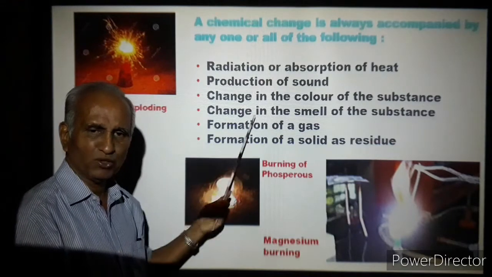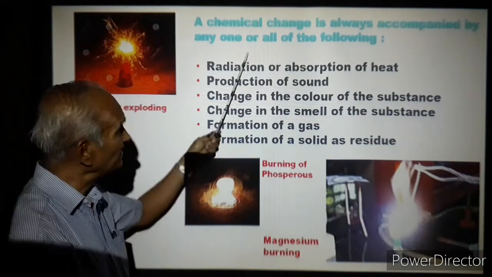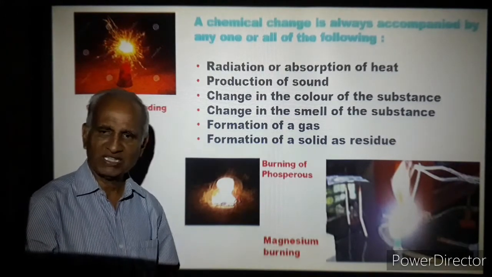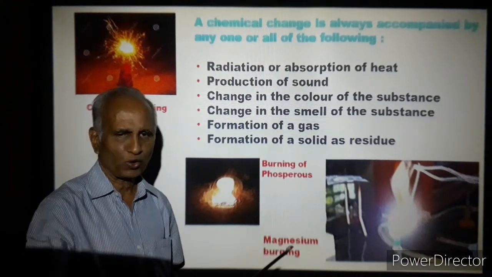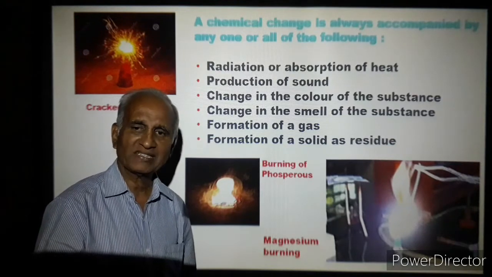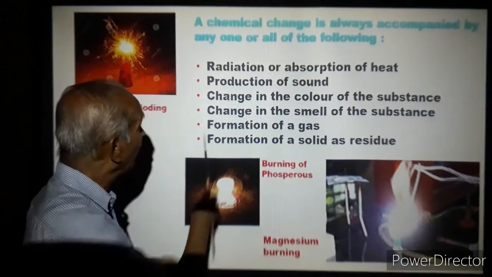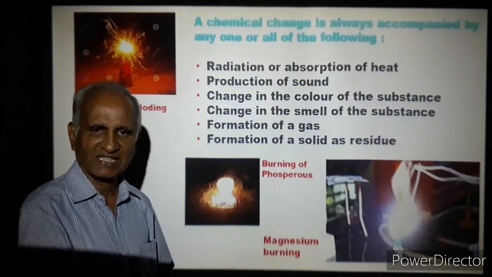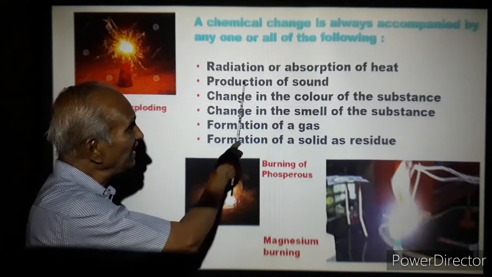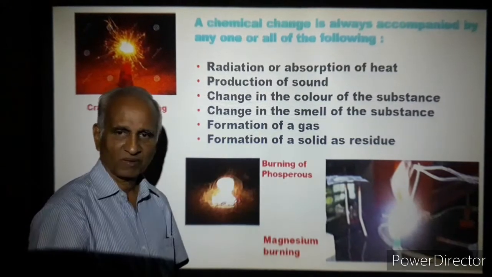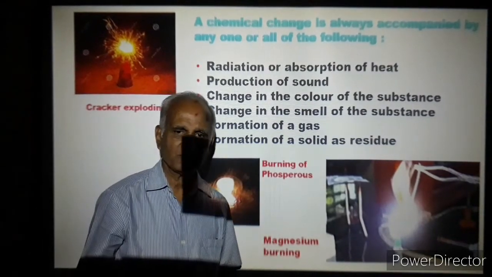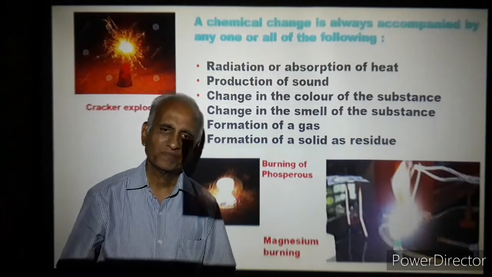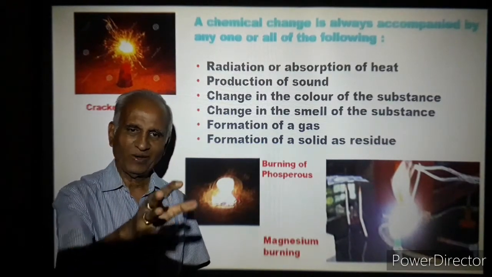Let us see the attributes of a chemical change now. Not necessarily that all these should be there. Even if 2 or 3 of the attributes are there, you can call it a chemical change. Not necessarily that all these 6 should be there to call a change a chemical change. Let's see, radiation or absorption of heat. When a chemical change takes place, either it absorbs heat or it gives out heat.